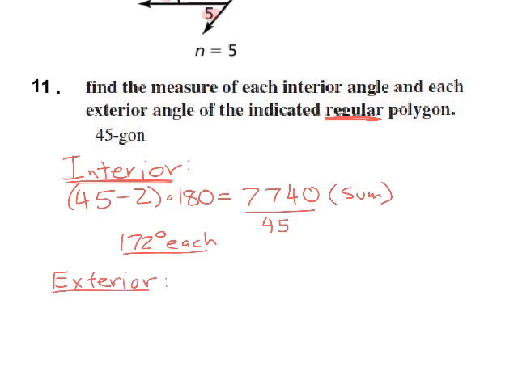Okay, so exterior. I again want the sum. So what do all the exterior angles add up to be? Always 360. So this one's a little easier. And then I divide that by 45 angles because they're all the same. And it's 8.